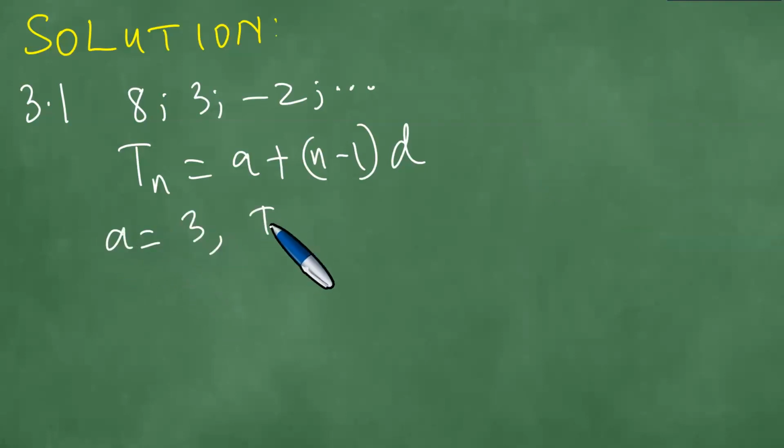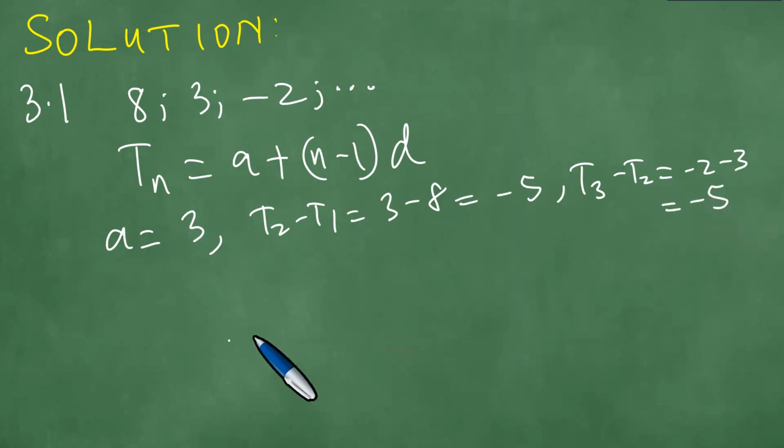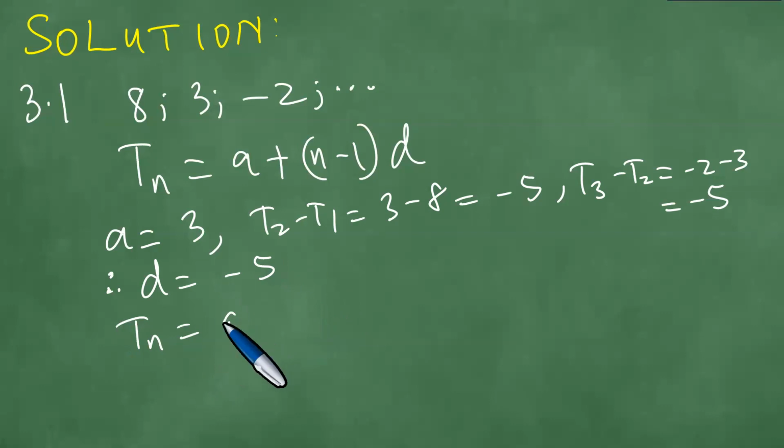So T2 is 3, then we do T2 minus T1. What is T2 minus T1? 3 minus 8 is minus 5. Then T3 minus T2: T3 is minus 2, minus 3, which is minus 5. The conclusion is therefore that the common difference is minus 5.